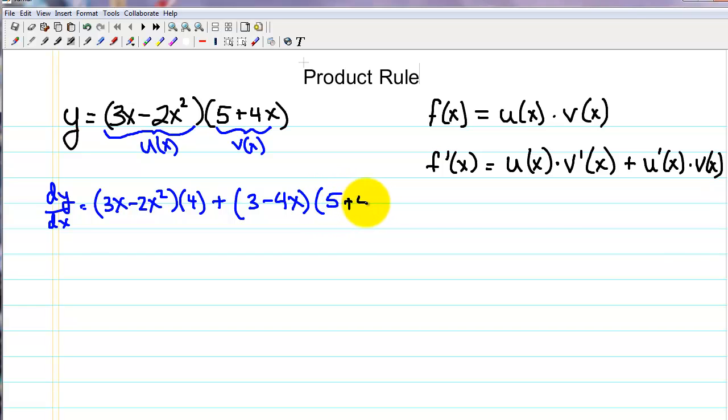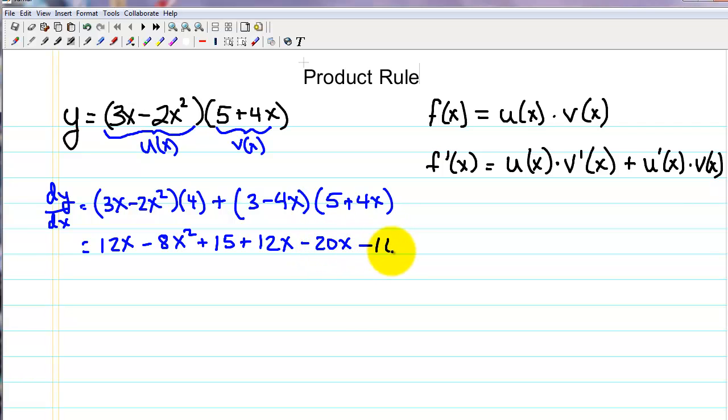times the second function. Now we're still having to use FOIL here, so it didn't completely eliminate the need for FOIL, but on some more complicated problems using the product rule would be less complicated than starting out with the FOIL. So let's expand here. So we're going to distribute the 4. And now we have to FOIL these things so that we can combine like terms. So we have 15, and we have plus 12x, and minus 20x, and minus 16x squared.